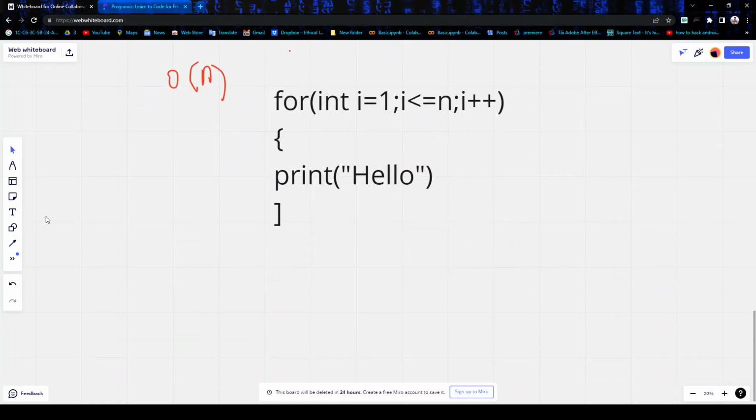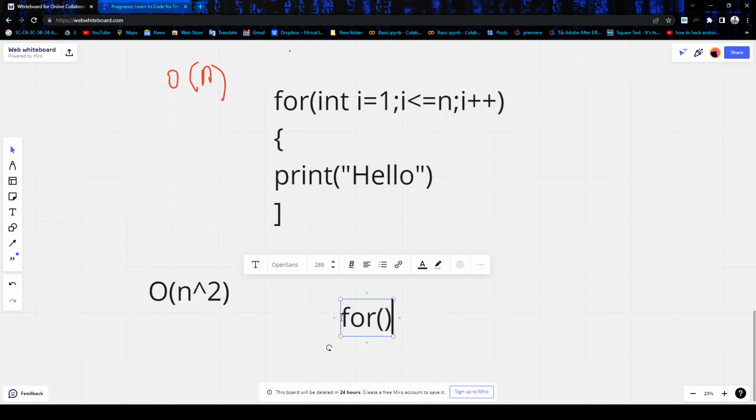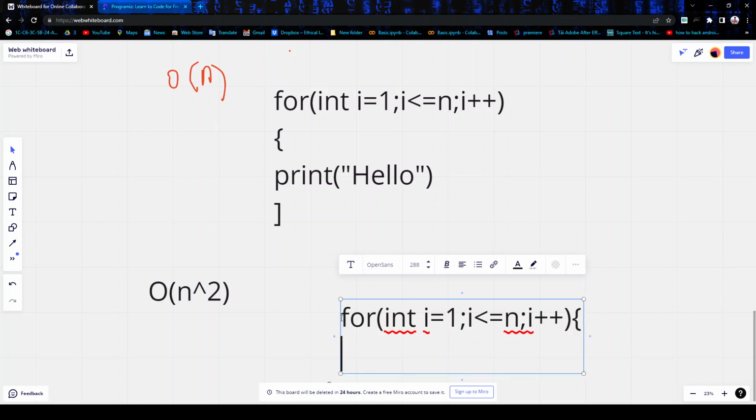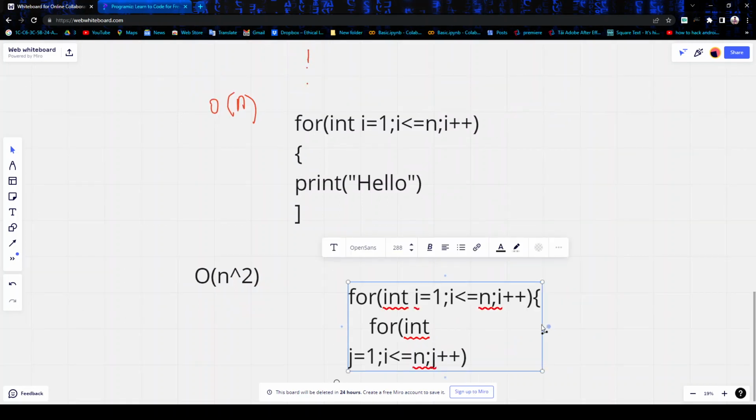Now, when do we call the time complexity O of n square, for example? It is simple, when your nested loop is working. For example, int i is equal to 1, i is less than or equal to n, i plus plus, and again I am writing a second for loop here, that is a nested for loop, int j is equal to 1, j is less than or equal to n, j plus plus. And then we are just printing hello.